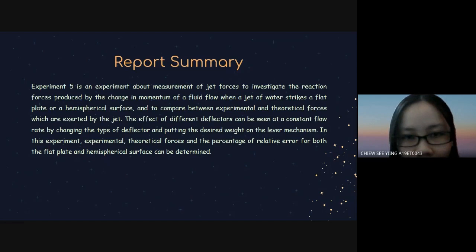The effect of different deflectors can be seen at a constant flow rate by changing the type of deflector and putting the desired weight on the lever mechanism. In this experiment, the experimental and theoretical forces and the percentage of relative error for both the flat plate and hemispherical surface can be determined. Next, I will present the theory of the experiment.